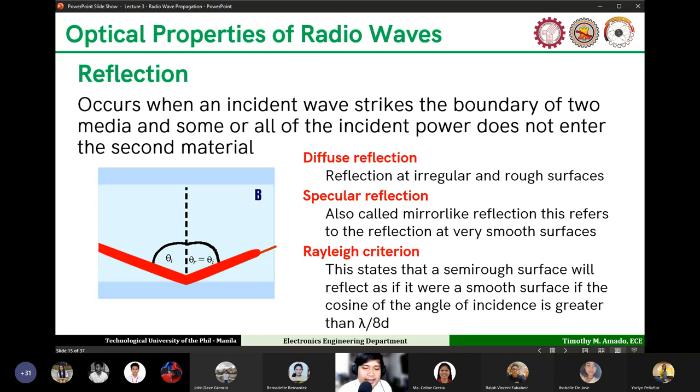Now, kapag yung surface mo is not very rough and not very smooth on the other hand, ang tawag or yung term natin sa kanya ay semi-rough surface. The Rayleigh criterion would actually determine if your signal will reflect as if it was a smooth surface. So, the Rayleigh criterion states that a semi-rough surface will reflect as if it were a smooth surface if the cosine of the angle of incidence is greater than lambda over 8d. Okay, guys?